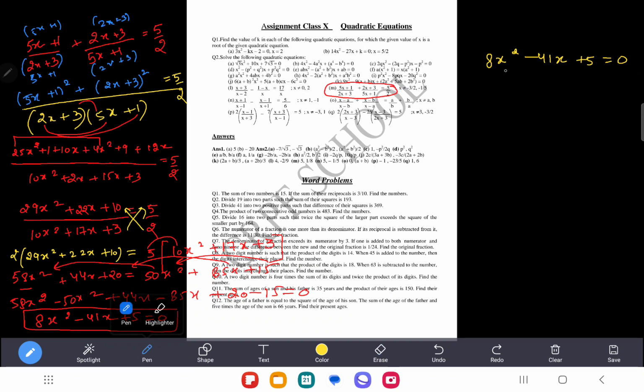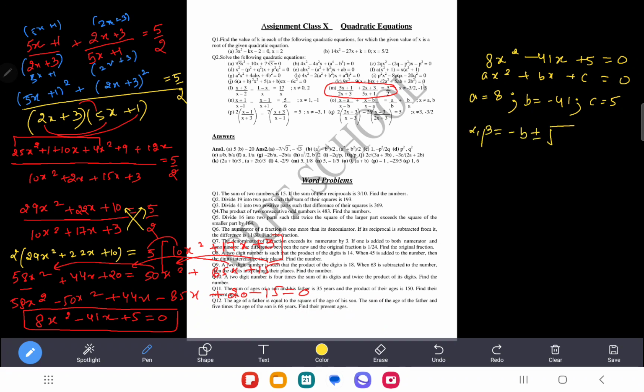Then you compare it with ax squared plus bx plus c equals 0. So we have a as 8, b as minus 41, and c as 5. So when we have this particular part, I'm going to put this into the formula: minus b plus minus under root of b square minus 4ac over 2a.